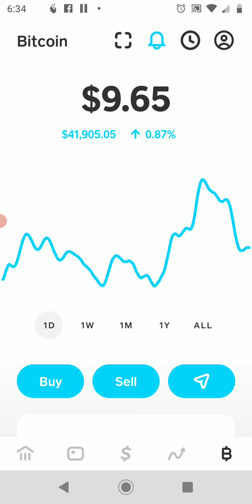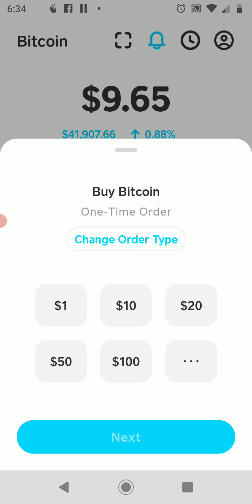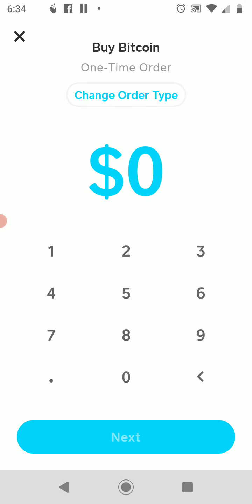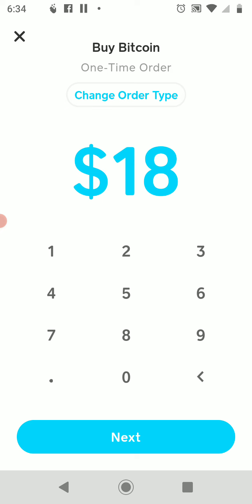And so if you look down on the bottom left hand side, there are blue buttons. You click on the far left buy button, right? And you can enter any amount you want. You can go with $1, $10, $20, up to $100, or you can click on the three dots and enter any amount you want. So let's just say you want to invest $18 into Bitcoin. And I'm not going to go through the motion of investing that, because that's not what I'm doing right now. But this is how easy it is.